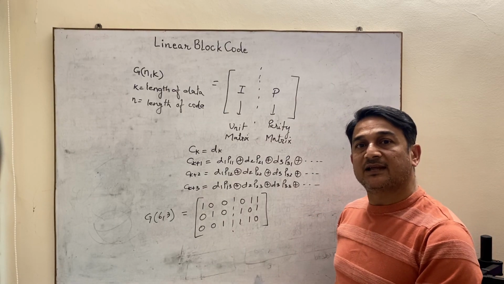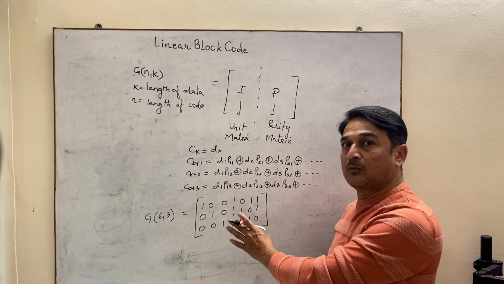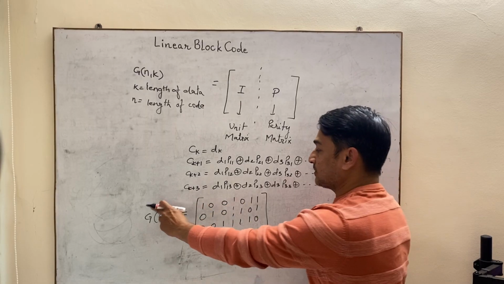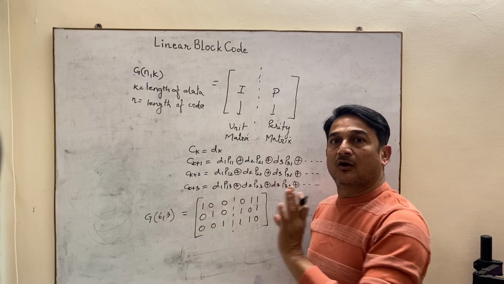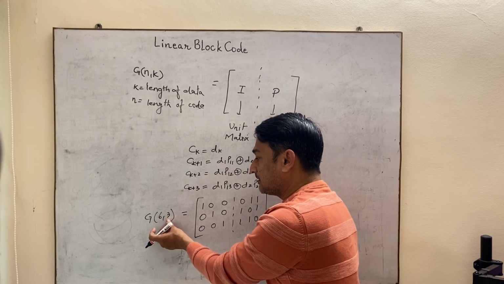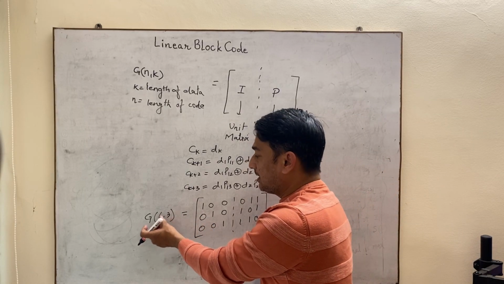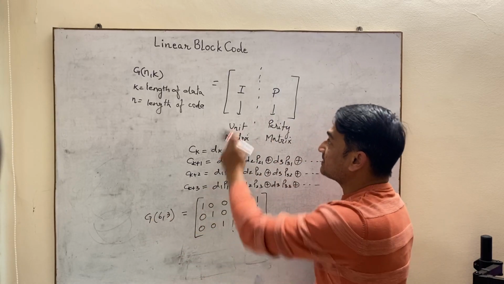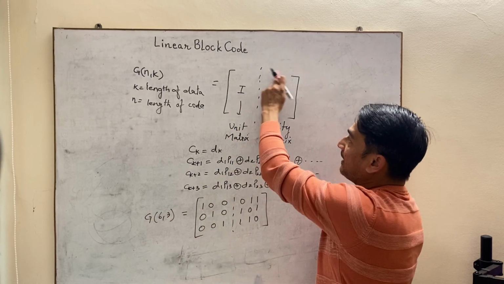Question will be something like this: for the given linear block code, find all the code words. Just by viewing this, what all things are you understanding? That the length of data is 3, the length of code is 6, this is the unit matrix and this is the parity matrix.